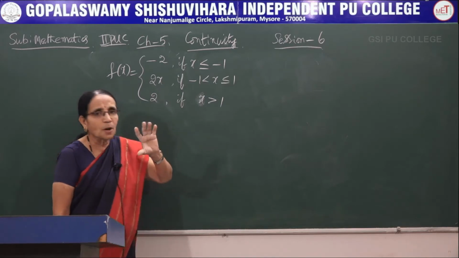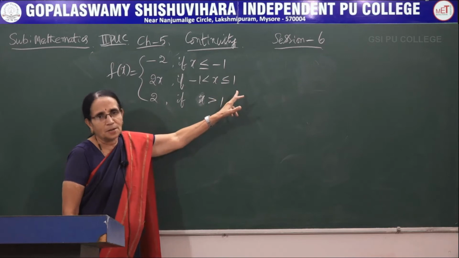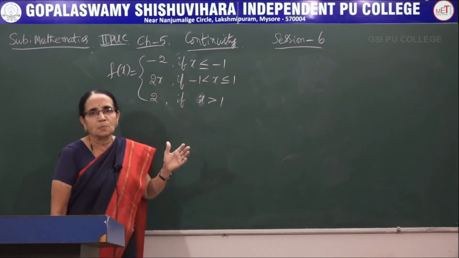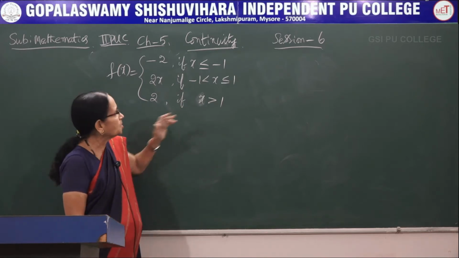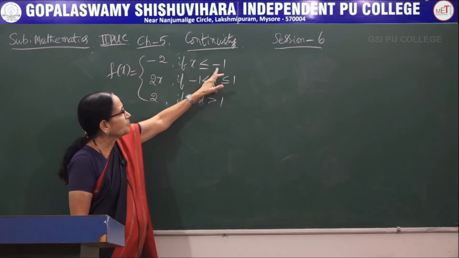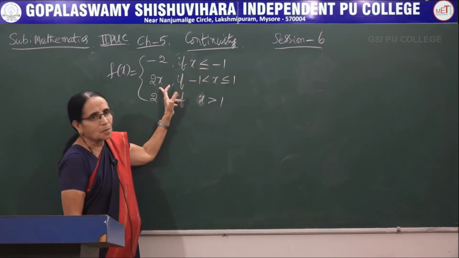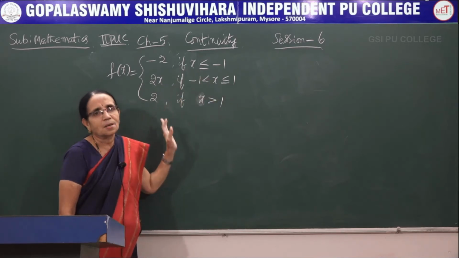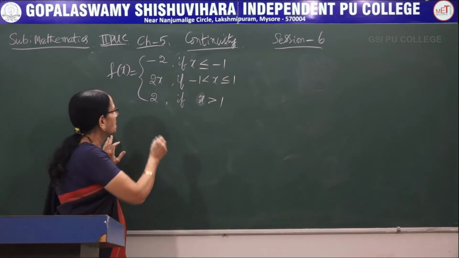Now, 2 points are involved again. One is minus 1, the other is plus 1. So, for the third and fourth cases, we take the particular points x equal to minus 1 and x equal to plus 1. When you take that, for minus 1 we have to discuss the left hand limit and the right hand limit. For plus 1 also, the left hand limit and the right hand limit. So we have to discuss both the cases. First, I will take case 1.